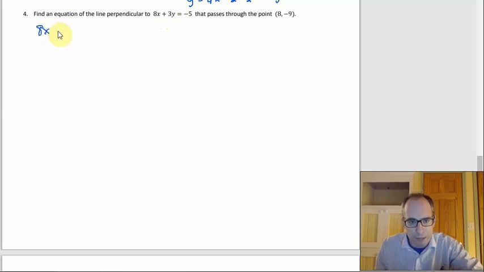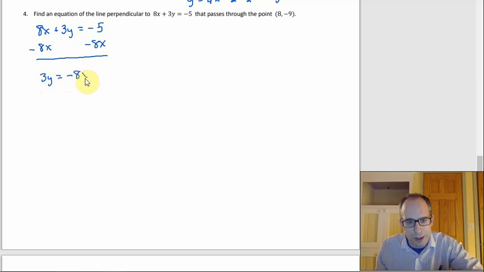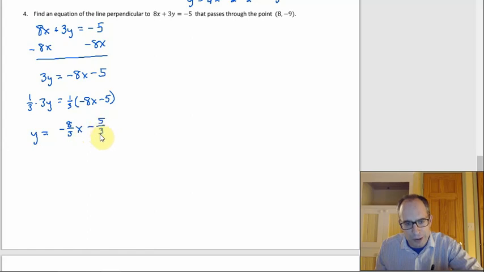So 8x plus 3y equals -5. And then we're just going to get the 3y by itself. So 3y equals -8x minus 5. And then multiply both sides by 1/3 to get y by itself. All right, so we're going to get that y is equal to -8/3 x minus 5/3. So then the slope is -8/3.